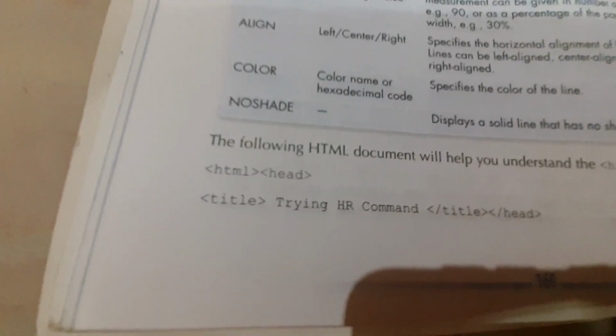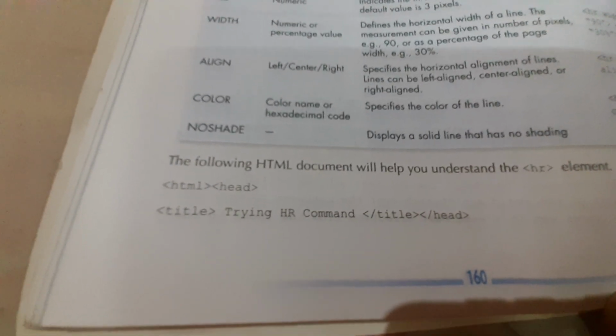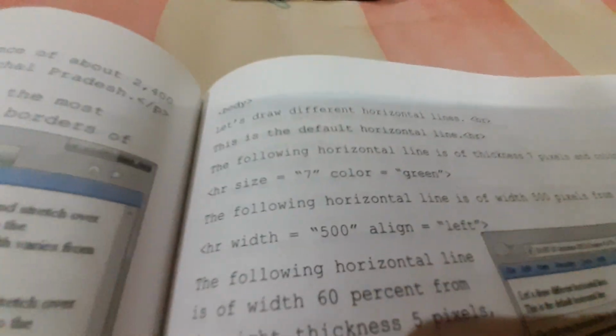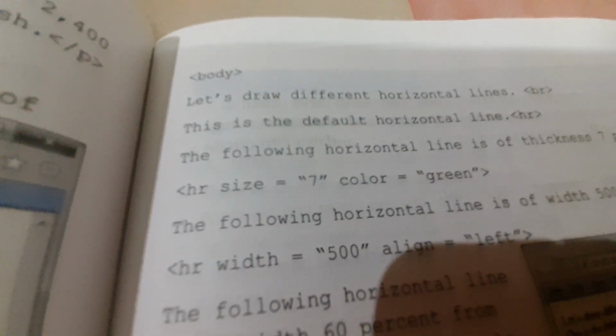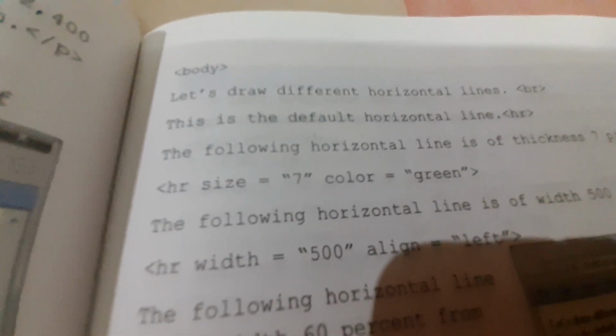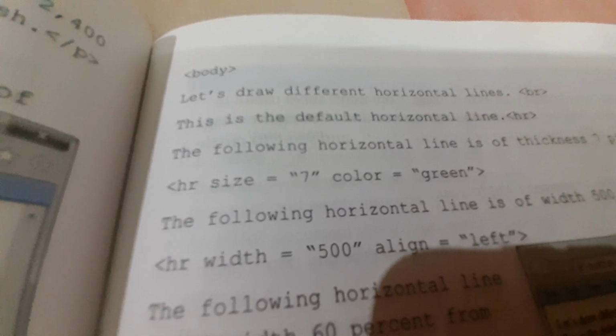In the following example, we can see that here we are writing the HTML head tag, title tag, and the title of the web page is trying HR command. After closing the head tag, we use the body tag. In the body tag, we are writing a paragraph line, let's draw different horizontal lines, and using the BR tag. After that, this is the default horizontal line, using the HR tag.